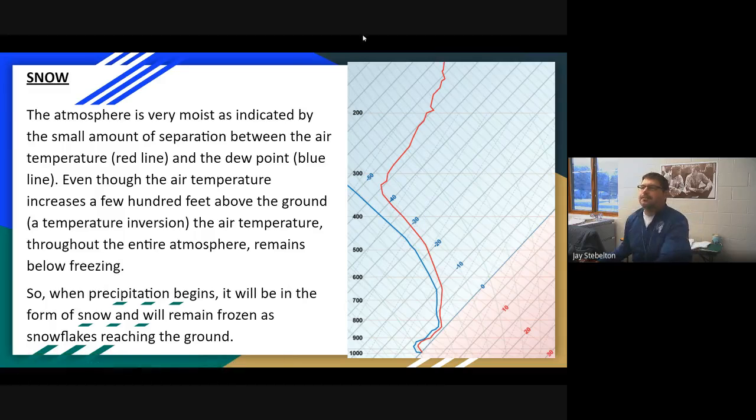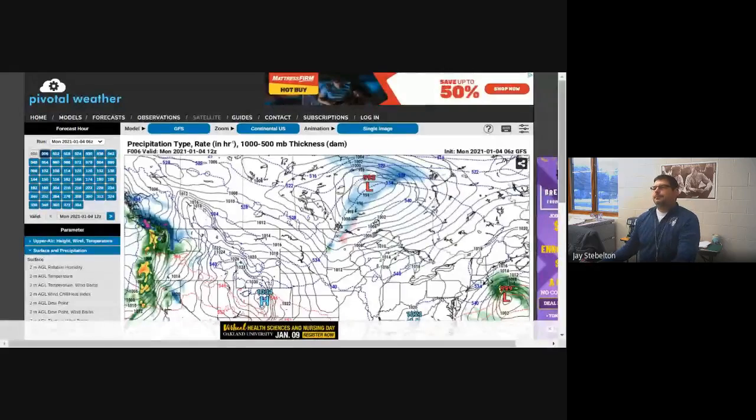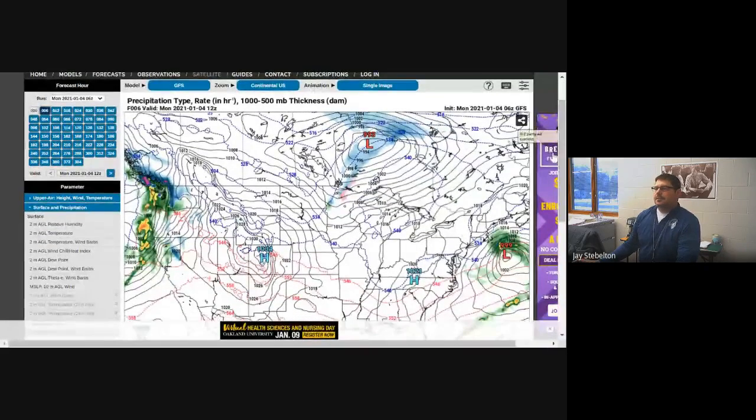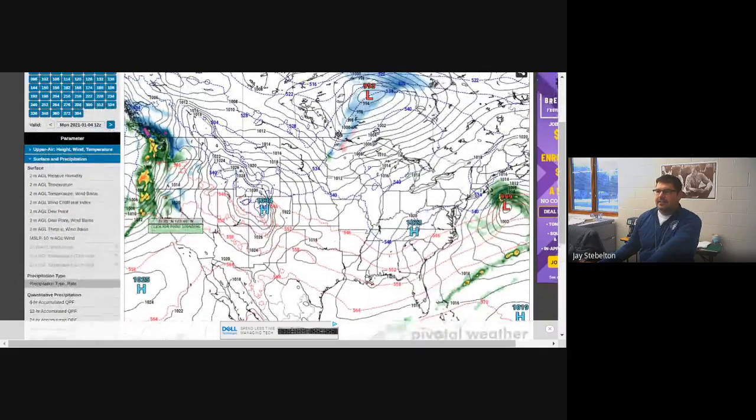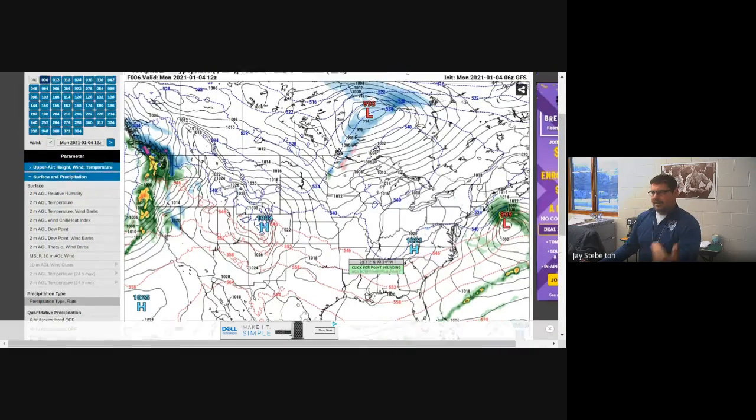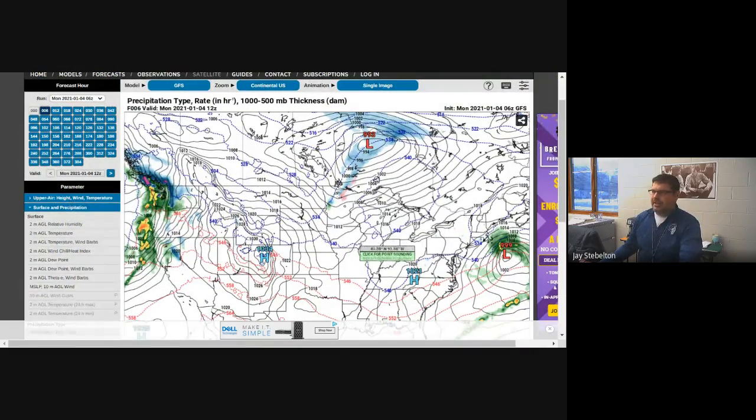Okay, so listen, this is pretty good right here. I'm going to show you this. Some of you may have done this just by accident, but when you click on different parts of the map, it actually gives you a Skew T diagram. So watch this. And this is what you'll have to do on a test, but it's pretty easy.